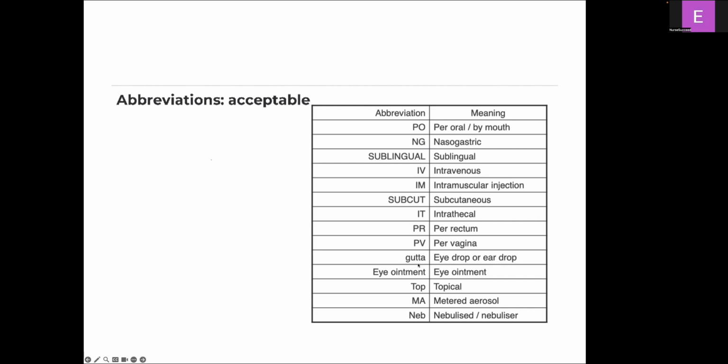Eye drop, they might write GTT, but in most cases in Australia, they will just write eye drops or ear drops. Eye ointments, that's eye ointment. TOP means topical. That means ointments or lotion that you put on the patient's skin. Nebulizer, the little thing you put into the mask and turn on the air or oxygen for COPD.